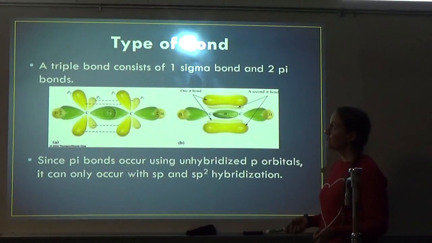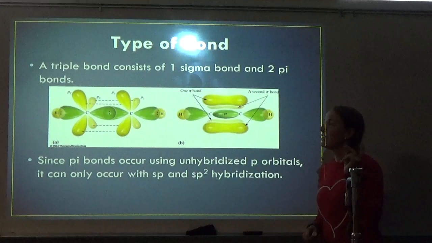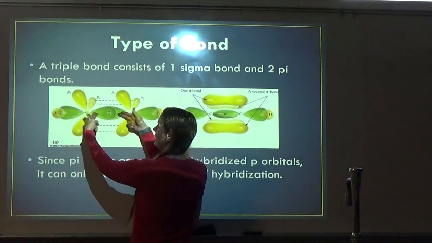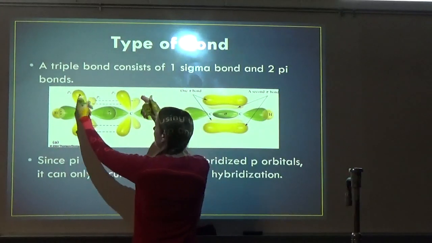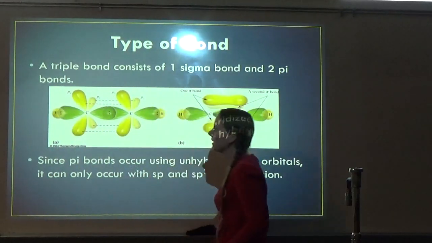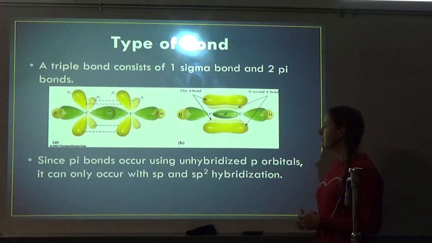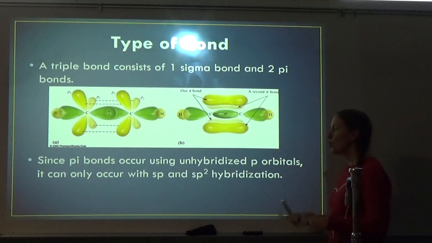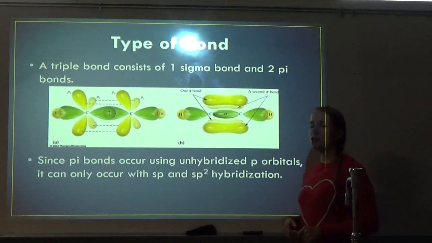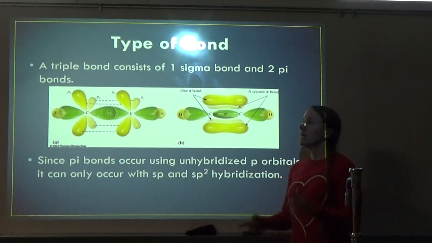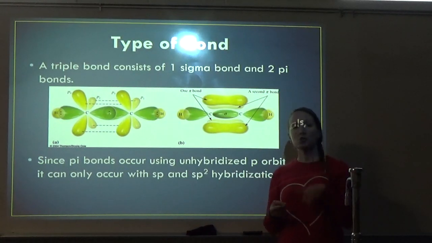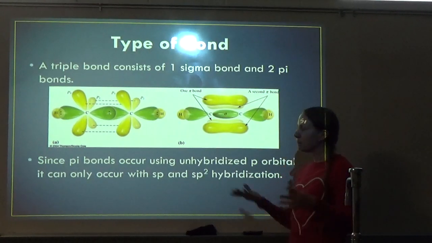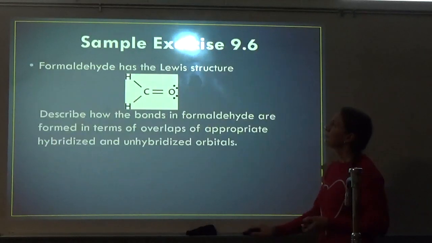A triple bond, on the other hand, is one sigma and two pi's. So you have your sigma overlap like this, and then your other two p orbitals will overlap like that. Since pi bonds occur using unhybridized p orbitals, they can only occur with sp and sp2 hybridization. So in summary, a single bond is a sigma bond, double is one sigma, one pi, triple is one sigma, two pi. Super easy way to tell.